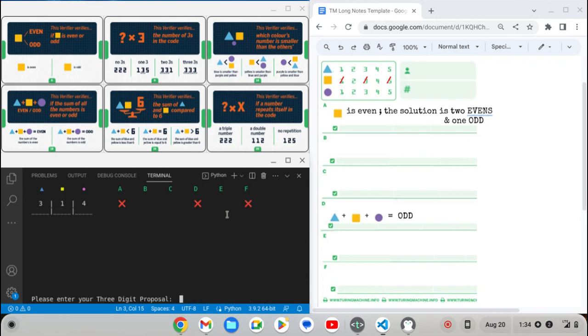Okay, so again, notice that the Turing Machine does disapprove of my proposal. Notice that I do have 3, 1, 4. They are all unique, meaning no repetitions, but it does not approve of that. It's actually telling me that there is a double number. So let's go ahead and type that up in our notes for section F, that the solution has a double number.